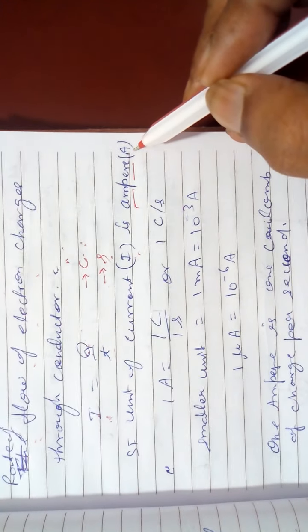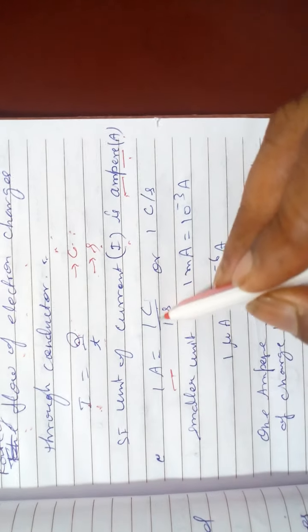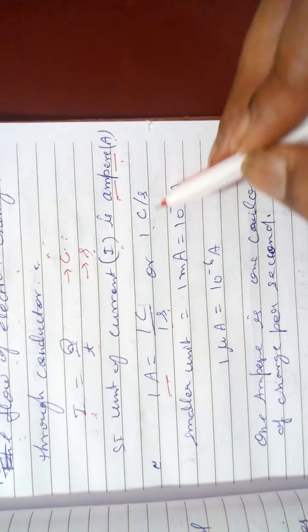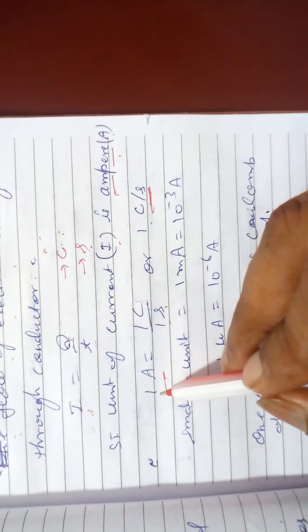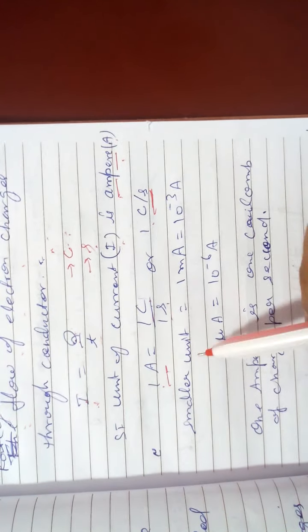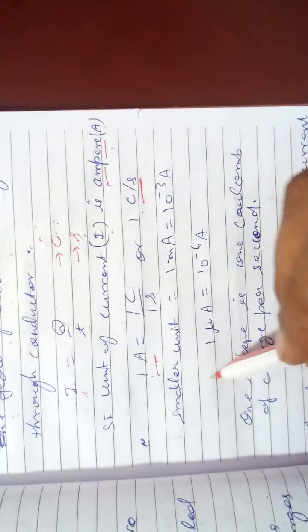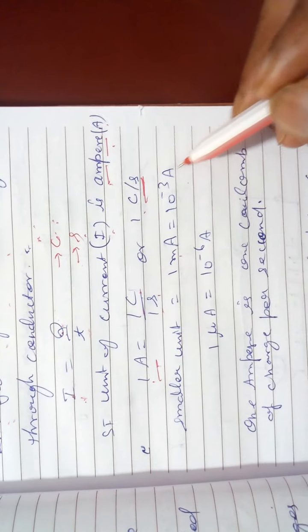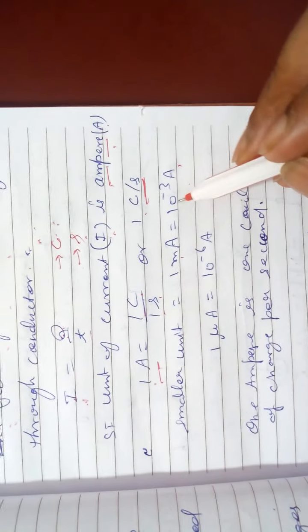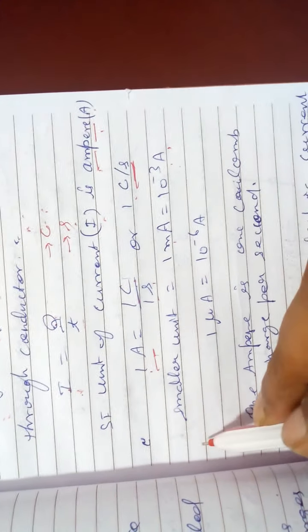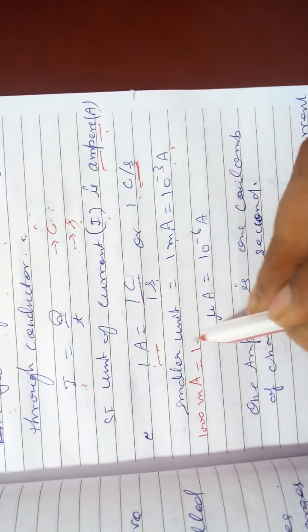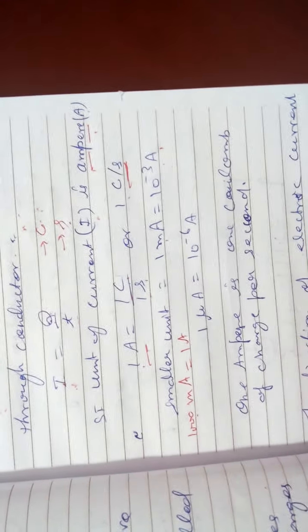What is the SI unit of the current? Capital A, ampere. So 1 ampere current is equal to 1 coulomb charge per 1 second. 1 coulomb per second is called 1 ampere. This is the definition. A smaller unit of ampere is 1 milliampere. 1 milliampere means 10 power minus 3 ampere, or 1000 milliampere makes 1 ampere.